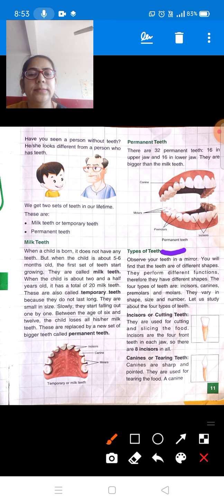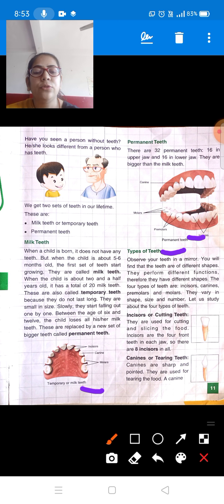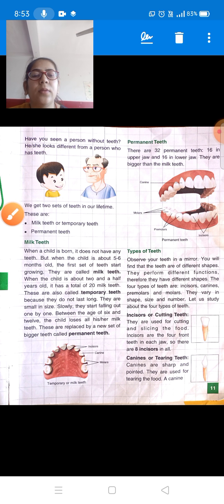Okay, students, on this page there are two images. First, all of you open your page number 11 and see. There are two images of teeth, this one and this one, right? What can you see in these images? Are all the teeth of the same type or not? No, these teeth are not the same type.